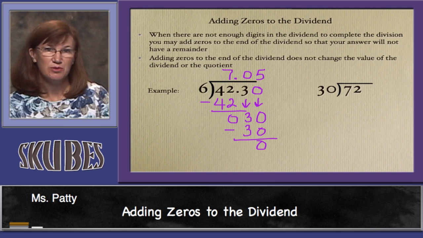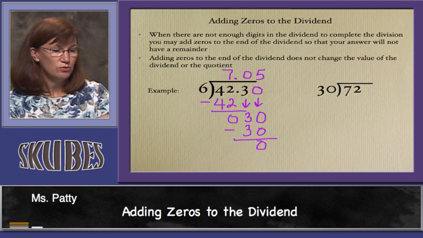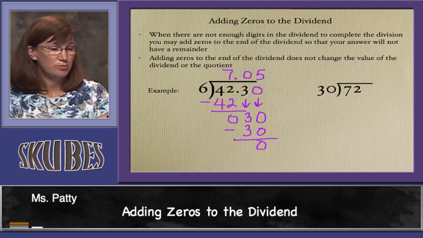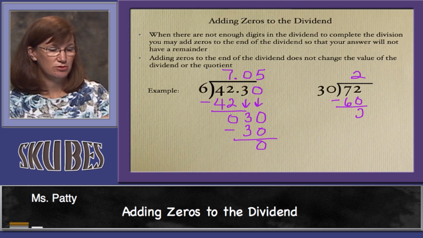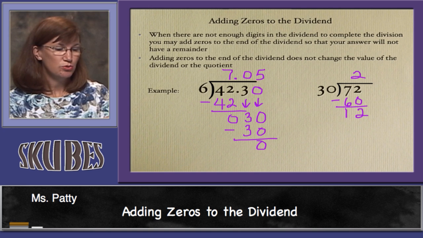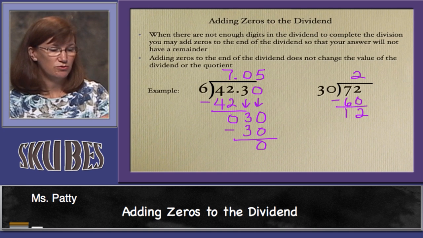Let's look at our next example, 72 divided by 30. We'll start off by dividing 72 by 30. That would be 2. We estimate because 2 times 3 is 6. That'll be close. So 2 times 0 is 0. 2 times 3 is 6. We subtract. 2 minus 0 is 2. 7 minus 6 is 1. 12 is smaller than 30, so we can move on.